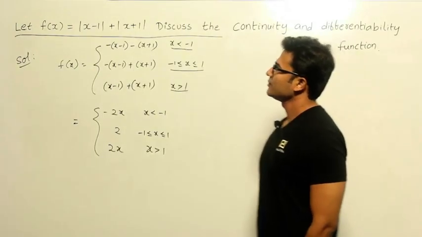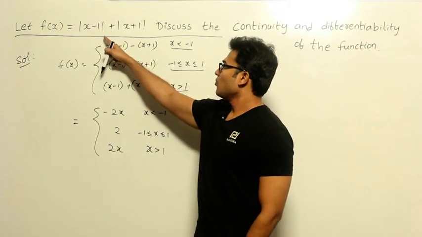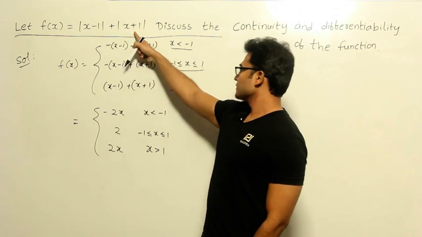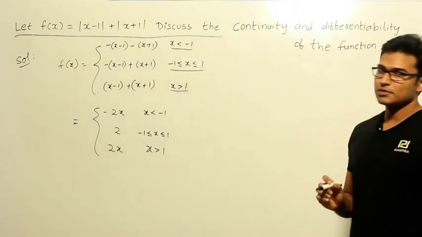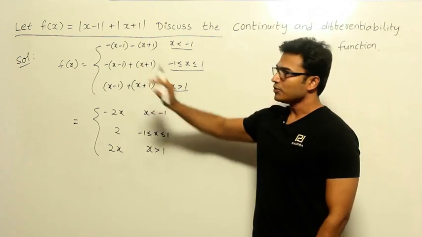Now let's see this example. Let f of x equal to mod x minus 1 plus mod x plus 1. Discuss the continuity and differentiability of the function. That is what is given. So this is the part of the solution.